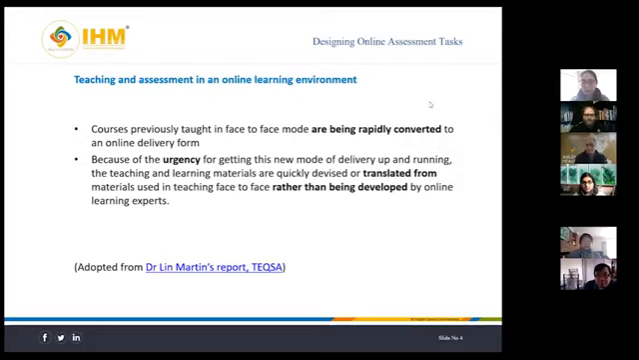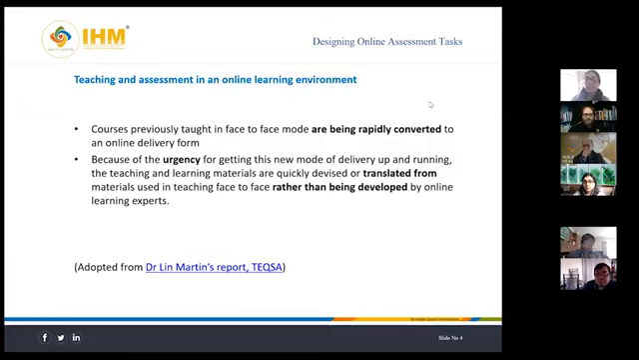We know with all the restrictions coming from the Commonwealth government and the local governments, we can't have students on campus. So all the institutes were rushed to change what they had to fit the online delivery form. And that's something that went wrong straight away with that first step. Because of the urgency of getting this new mode of delivery up and running, the teaching and learning materials were quickly devised or translated from materials used in teaching face-to-face instead of being developed by online learning experts. And that is something that we personally feel at IHNA as well.